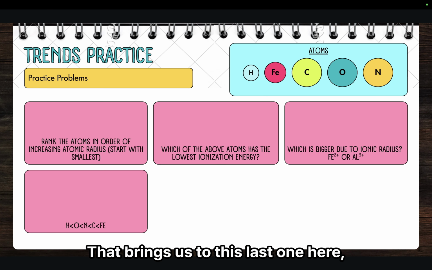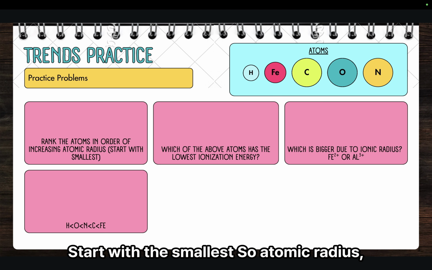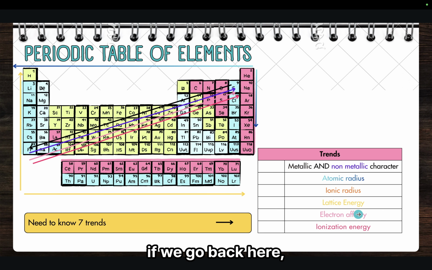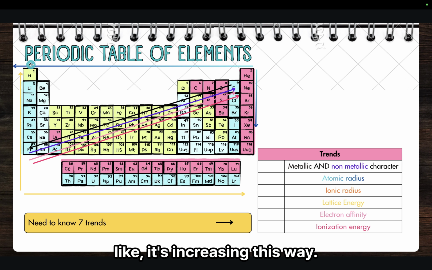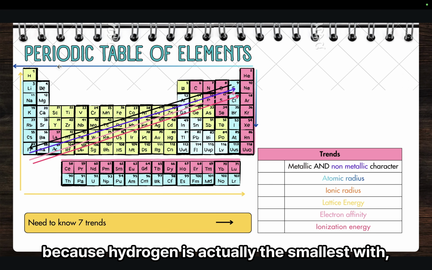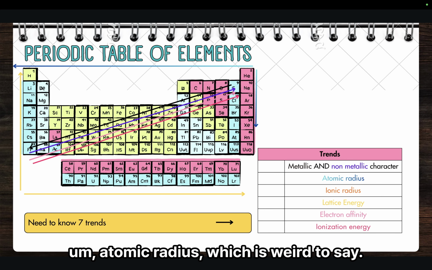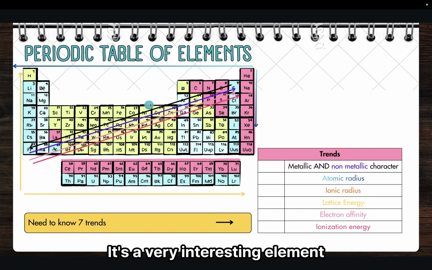That brings us to this last one here, which is rank the atoms in order of increasing atomic radius. Start with the smallest. So atomic radius, if we go back here, is kind of weird because I know it's saying like it's increasing this way. Technically, this arrow should end right about here because hydrogen is actually the smallest with atomic radius, which is weird to say. Like I said, hydrogen just kind of does its own thing. It's a very interesting element.